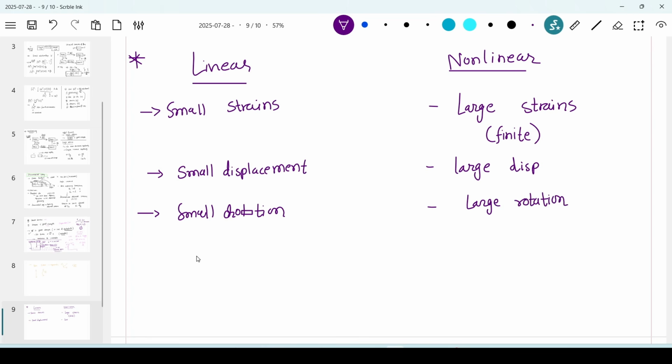What else can be is your contacts. There are two components interacting. This is also non-linear. So if any one of these is present in your model, or you are expecting any one of these in your physical behavior, then you have to do non-linear analysis.